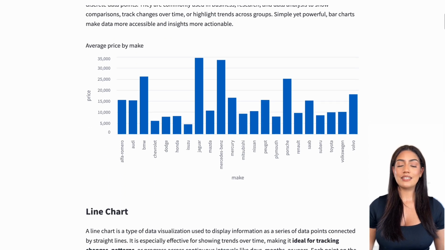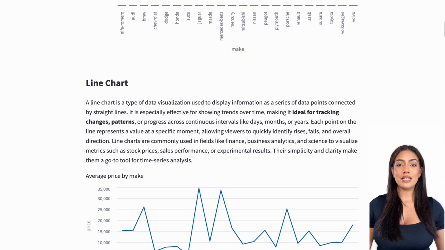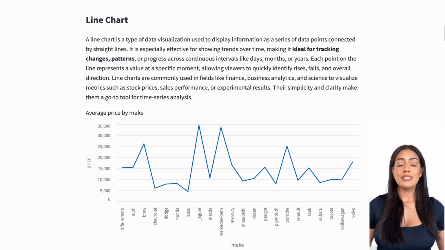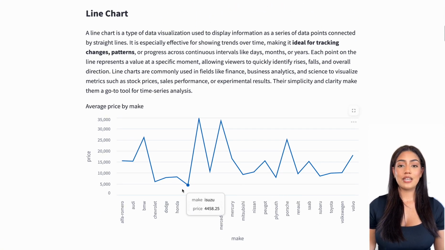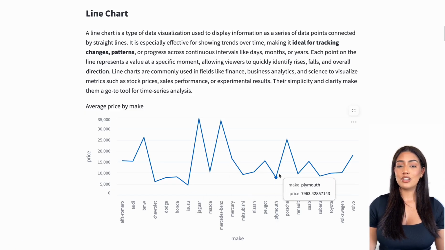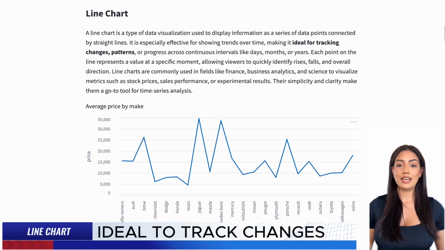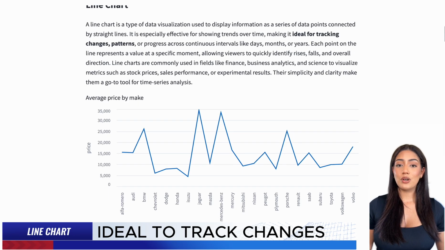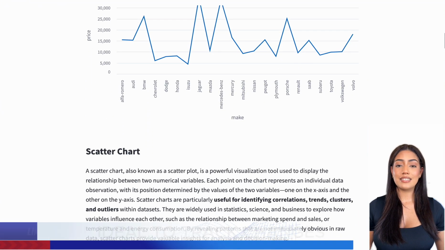Now let us move to the next simple but very important visualization. A line chart is a type of data visualization used to display information as a series of data points connected by straight lines. Here we can see changes in car prices based on the make of the car. Line charts are simple, and their simplicity and clarity make them a go-to tool also for time series analysis.